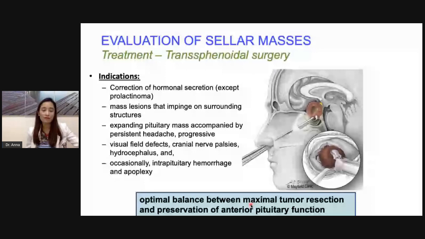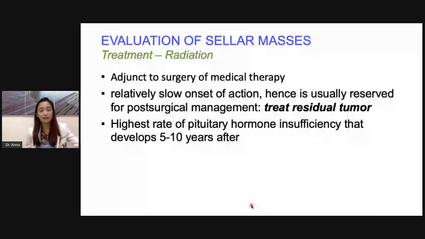If it's possible, you don't take out the whole gland, you only take out the adenoma, because if you take out the whole gland, then the patient will need lifelong multiple hormone replacement therapy from pan-hypopituitarism. Okay? So if the surgery does not work, then that's the time that you do radiation therapy to treat residual tumor. But the onset of action is very slow. And the highest rate of pituitary hormone insufficiency develops 5 to 10 years after.